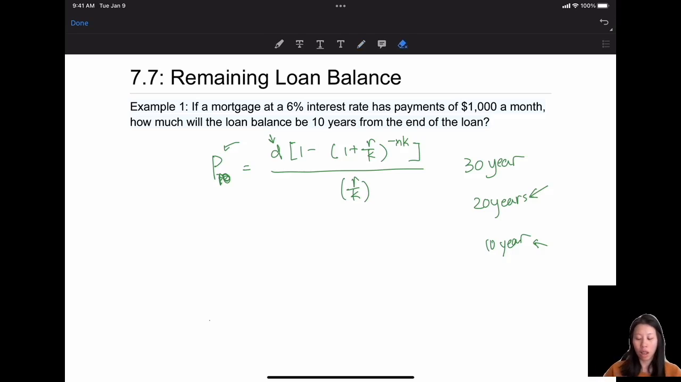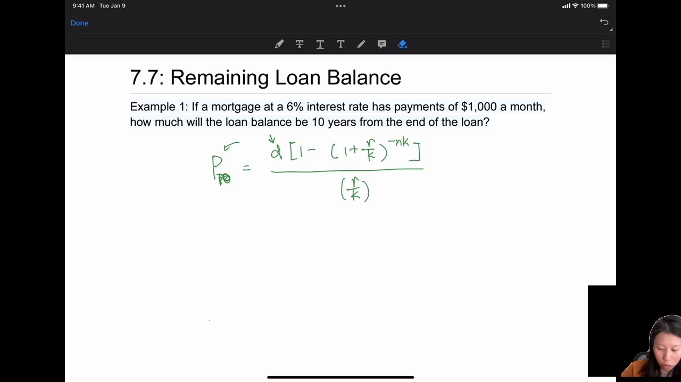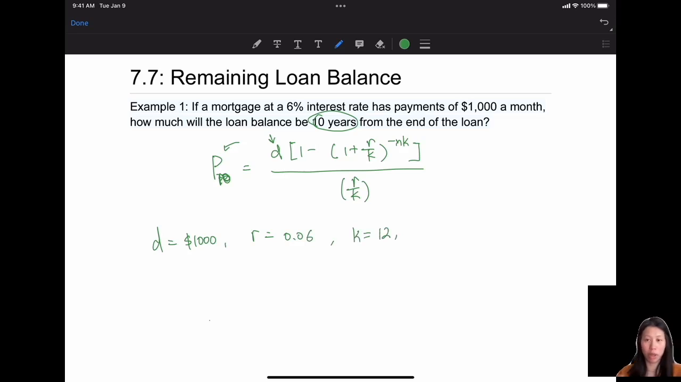Okay, so for a specific example, if a mortgage at 6% interest rate has payment of 1,000 a month, how much will the loan balance be 10 years from the end of the loan? Since you know that you still need to pay for 10 years, our monthly payment is 1,000, and then your rate would be 6%. K is 12 because you're paying monthly. And since you have 10 years left, N is equal to 10.